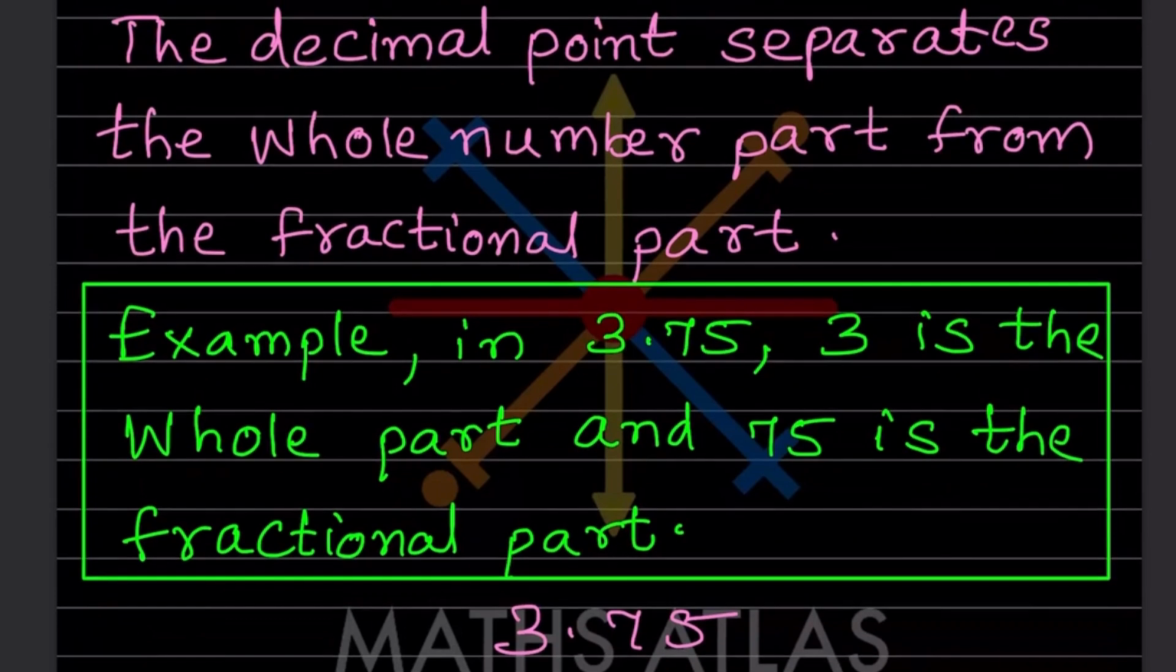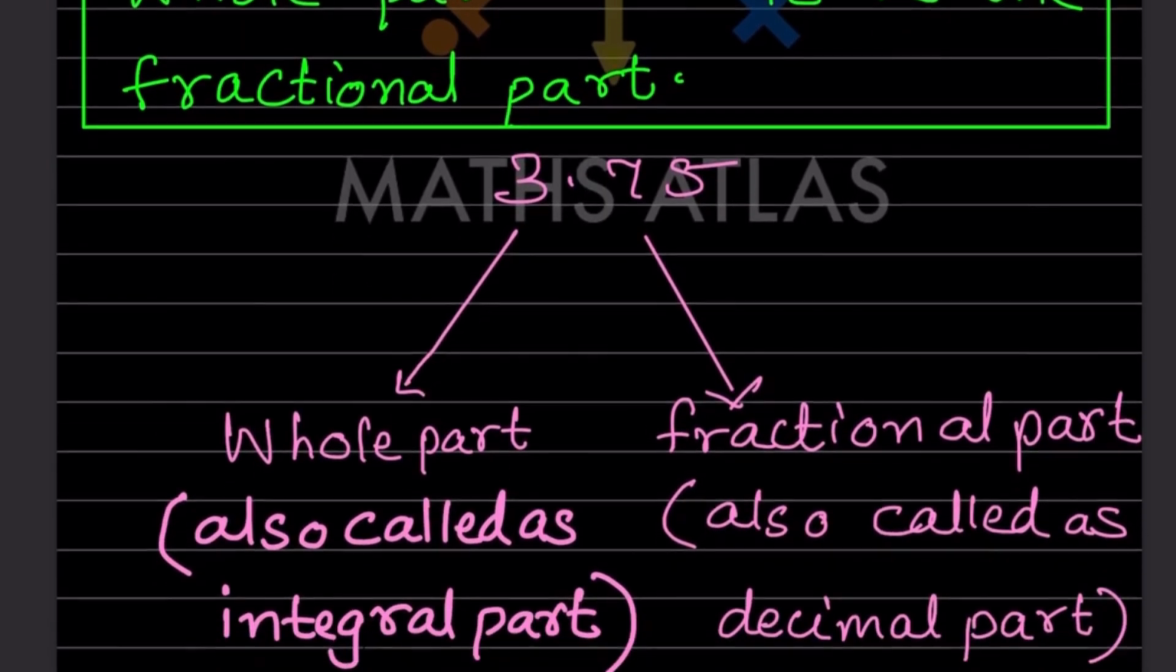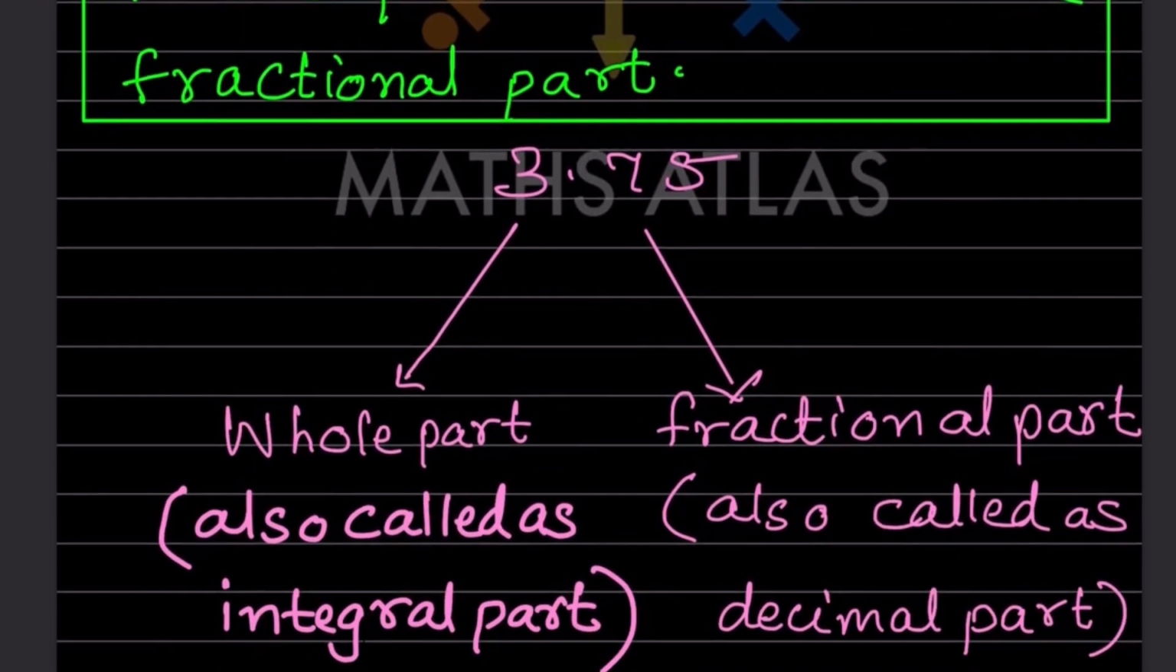For example, suppose I give you 3.75. Here, 3 is the whole part and 75 is the fractional part. I've just drawn it for your better understanding. This is the point. This is the whole part, also called the integral part. And this is the fractional part, also called the decimal part. Either you call it the fractional part or the decimal part, and either the whole part or the integral part.